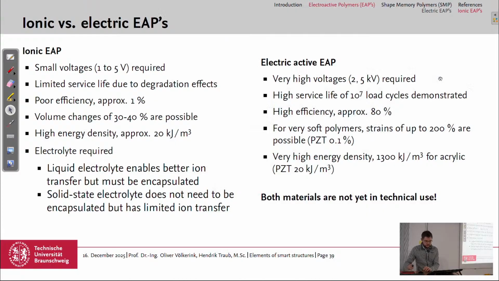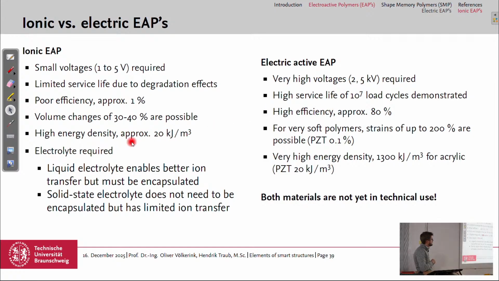So going back to full screen again. If we compare ionic electroactive polymers to electric active polymers, we have for the ionic ones small voltages, 1 to 5 volts, compared to very high voltages up to 2.5, again, not a comma, but a point, 2.5 kilovolts. Here we have a limited service life due to degradation effects, and for the electric EAPs, a high service life up to 10 to the power of 7 load cycles. We have not a good efficiency in the ionic EAPs, but a high efficiency. We still have a hysteresis, but a higher efficiency with electric EAPs.